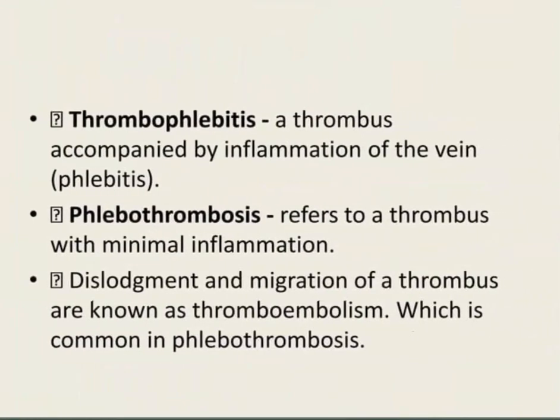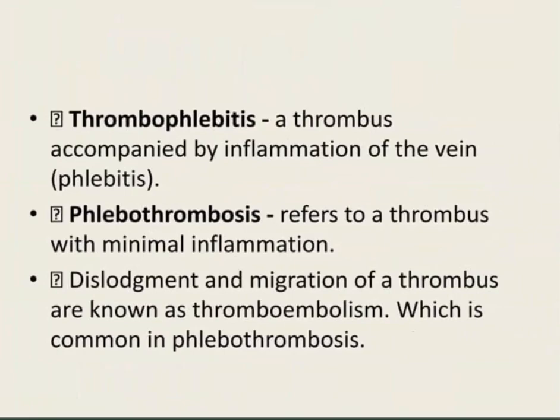The other presentations of these patients: they can present with inflammation, which we call thrombophlebitis, a thrombus accompanied by inflammation of the vein. Then we've got thrombosis, which refers to a thrombus with minimal inflammation, where there's just dislodgement and migration of the thrombus. So inflammation with a thrombus is what we're going to call thrombophlebitis. Now, that dislodgement and migration of a thrombus is known as thromboembolism.